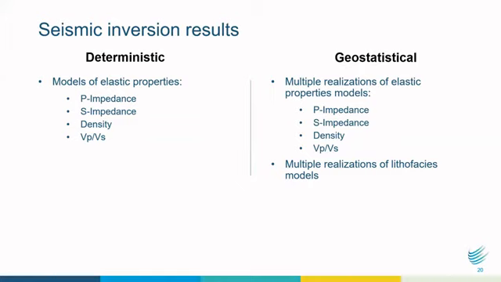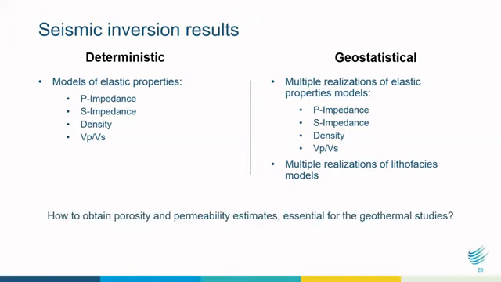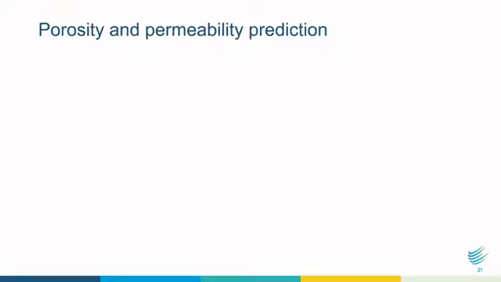And the question here is how to obtain porosity and permeability estimates, which are really essential for geothermal projects, for geothermal studies. So let's now consider how porosity and permeability volumes might be predicted when we have inversion results in the form of elastic volume properties after inversion.